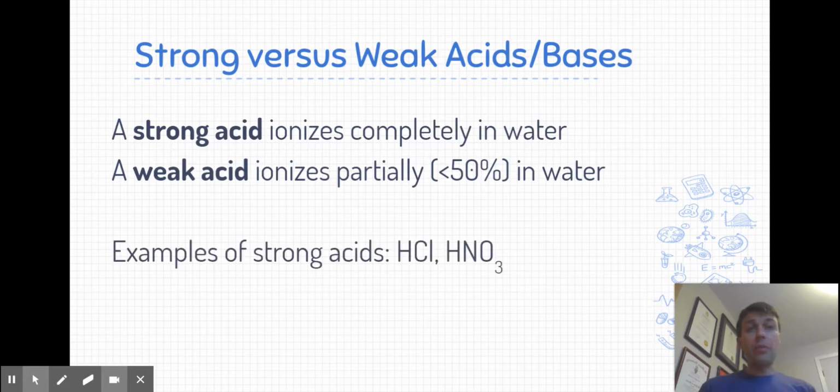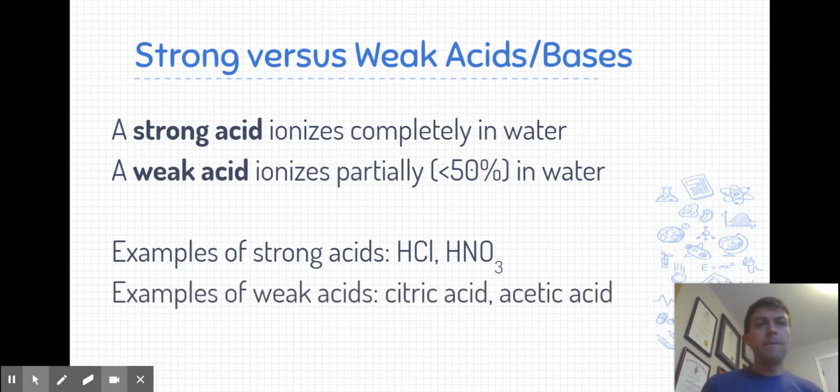Many of the acids that we commonly use in chemistry and in chemistry labs are strong acids: sulfuric acid, hydrochloric acid, nitric acid. Many organic acids and acids which are associated with food products, citric acid and acetic acid, which is the acid in vinegar, are weak acids.